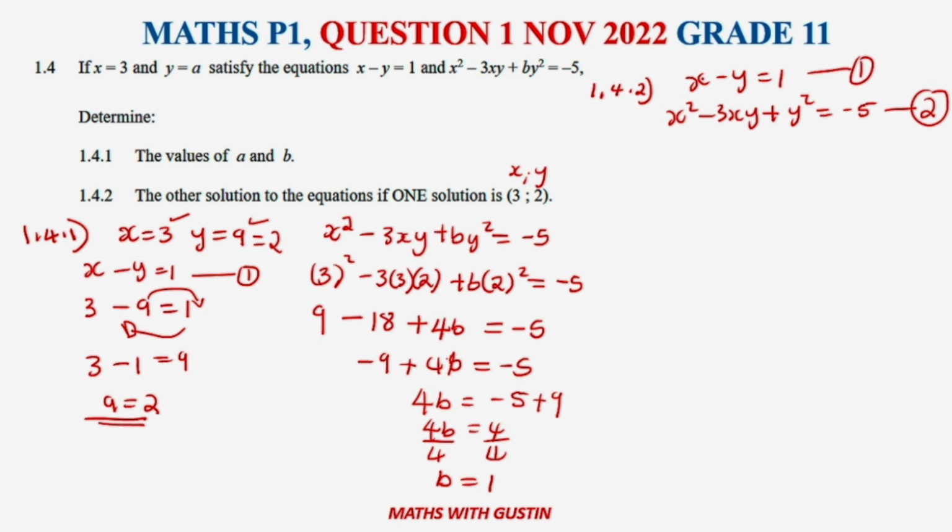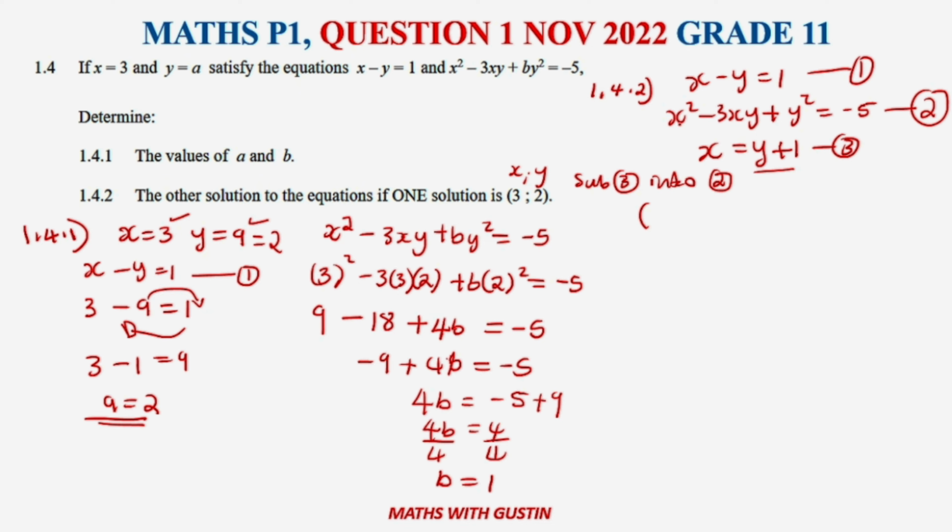We need to make x or y the subject of the formula so that we are able to deal with this equation and solve it simultaneously. So I'm going to say x equals y plus 1. This would be equation number 3. Therefore I will tell the person who's going to mark my paper that we're going to substitute equation number 3 into equation number 2.